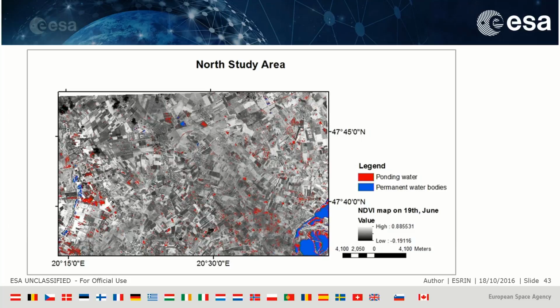Based on this, look at this is the northern study area where the red pixels show the temporary inundation. I don't know exactly what was the date of the radar image. Sorry for that. It should be somewhere in the caption. So ponding water was occurring besides the permanent waters which are masked out with the blue.